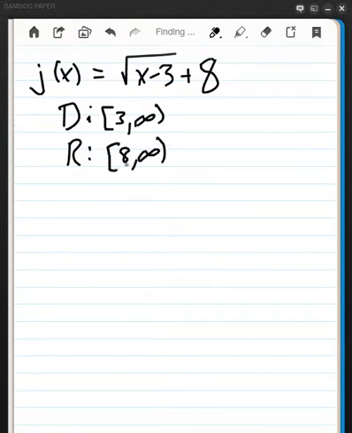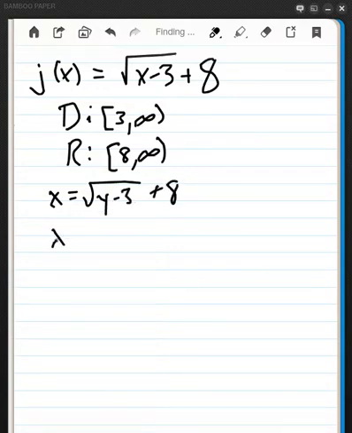Alright, this will become very important later. Let's switch our x and our y's. We're going to end up with x is equal to the square root of y minus 3 plus 8. So subtract 8 from both sides. x minus 8 is equal to the square root of y minus 3. We're going to have to square both sides.